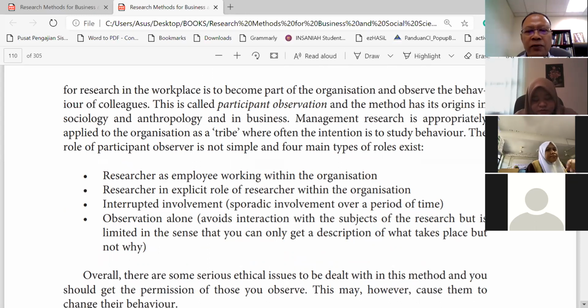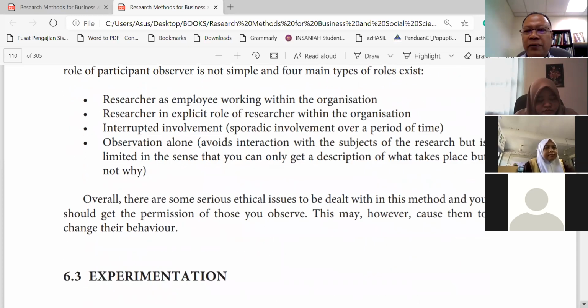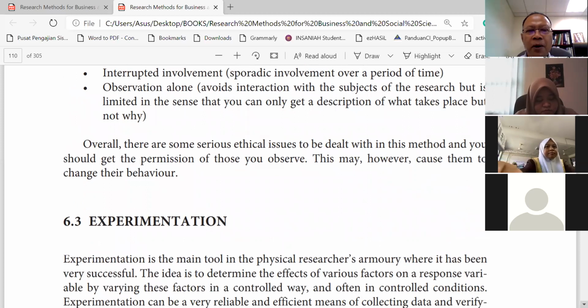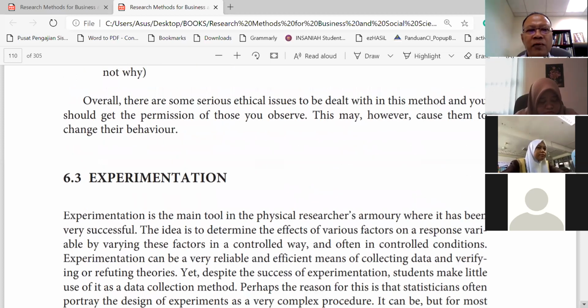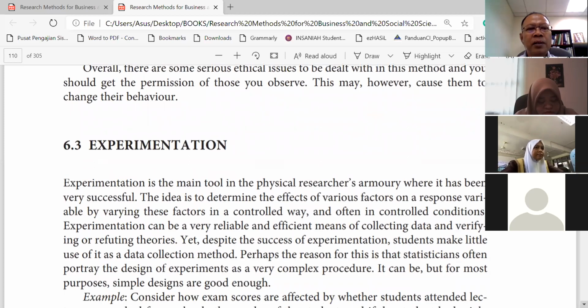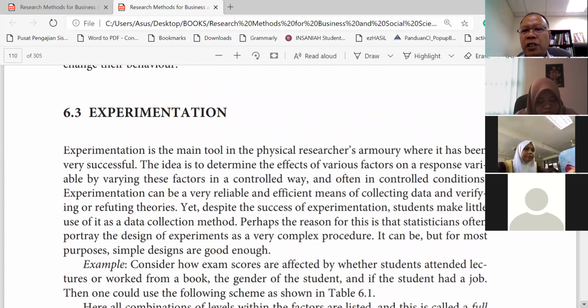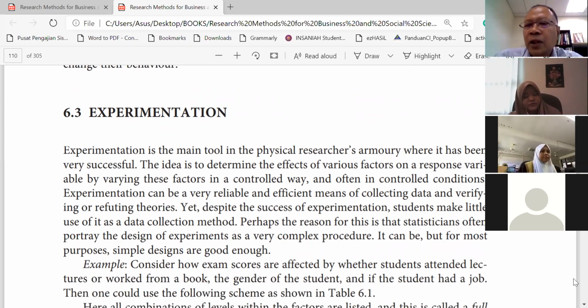Okay, just to give you an idea of observation. Of course, there are many other types of observation. There was one interesting research done in my village. I live in Bukit Besar, Pondok Pakman, Bukit Besar.